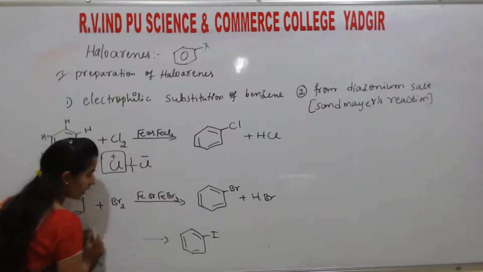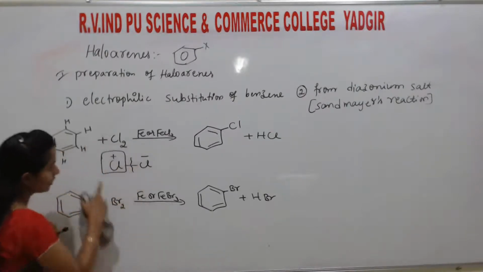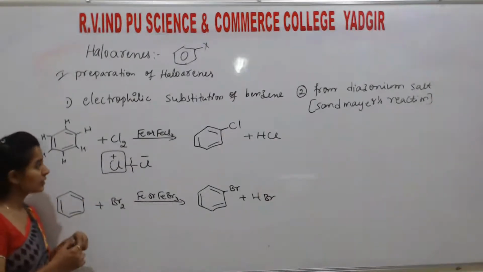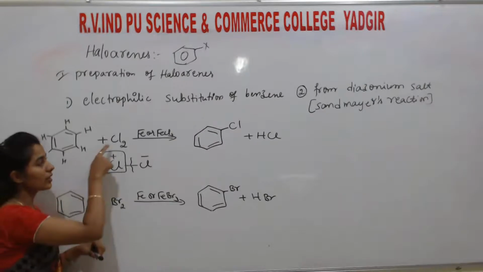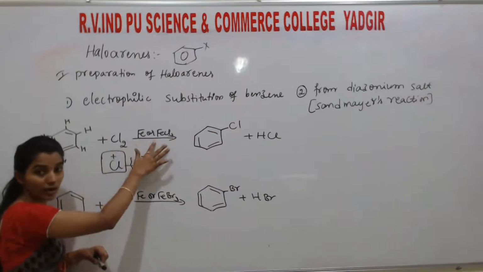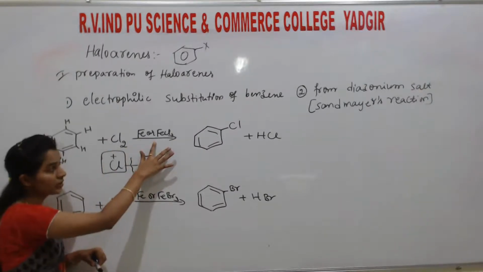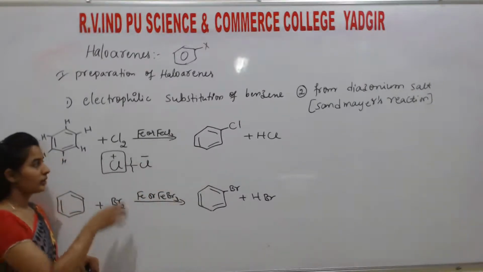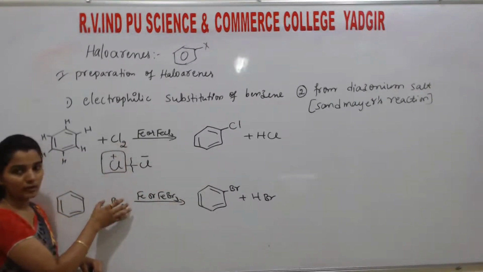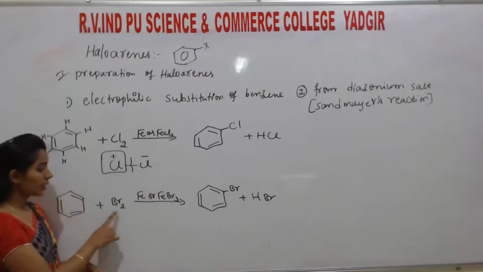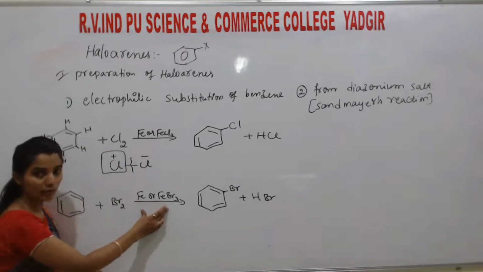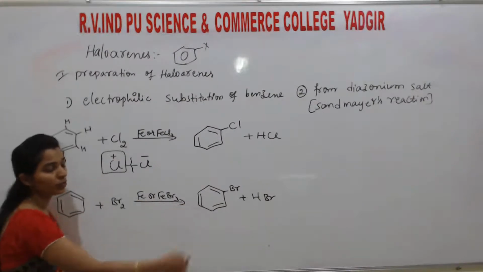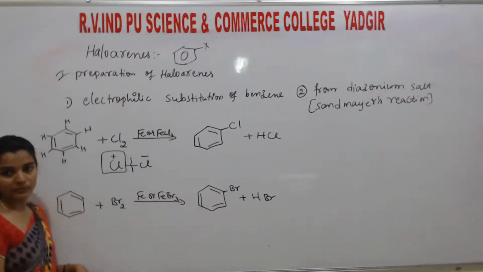So fluoro and iodo I didn't explain. Only these two are given in the NCERT. This much is enough. How can you write the explanation? When benzene undergoes halogenation in presence of halogen carriers, it forms chlorobenzene. Here chlorine we have to use. Here benzene reacts with bromine in presence of a halogen carrier, write FeBr3. So then bromobenzene will form.